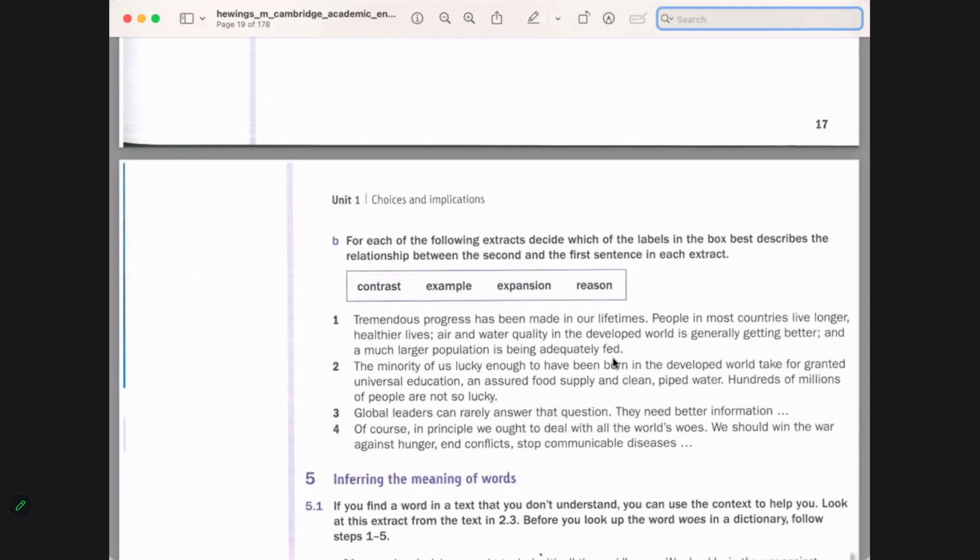Yep. So, and consequently, number 3 is the reason. The reason, yes. The second sentence gives a reason why global leaders can rarely answer the questions. Okay, and so once again, we've got contrast, example, expansion, and reason.